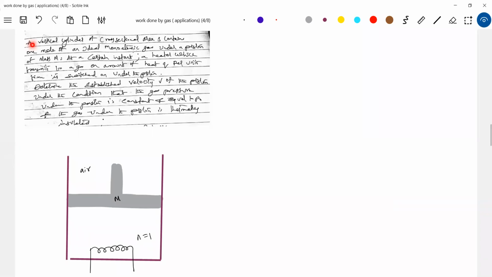A vertical cylinder of cross-sectional area S contains 1 mole of an ideal monatomic gas under a piston of mass m. It has a heater which transmits to the gas an amount of heat Q per unit time. That means it will supply power continuously, heat per unit time. So that is what Q is, nothing but power.